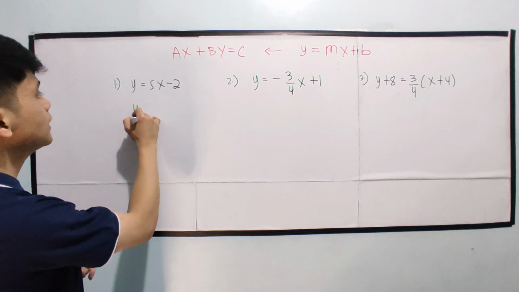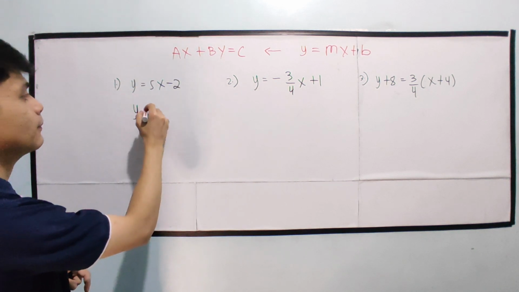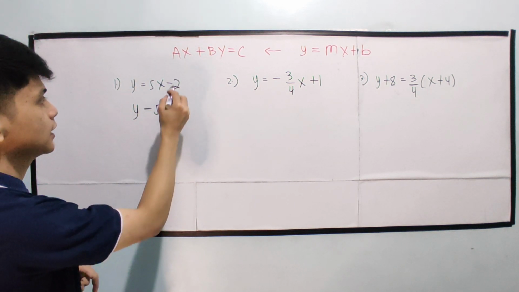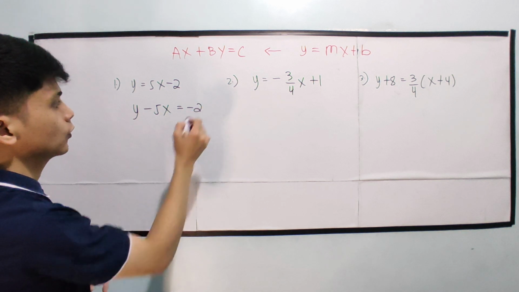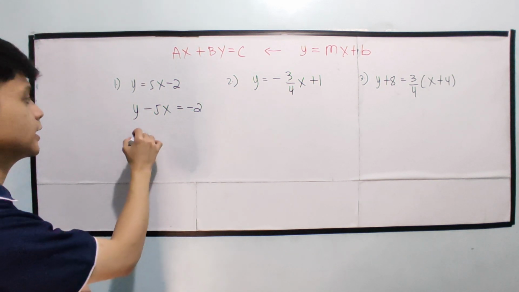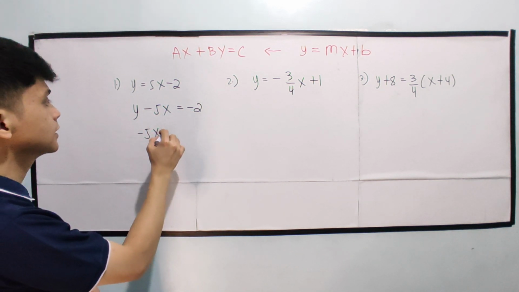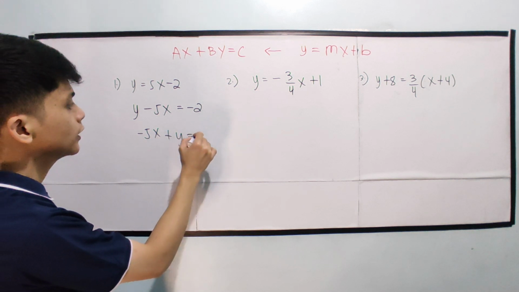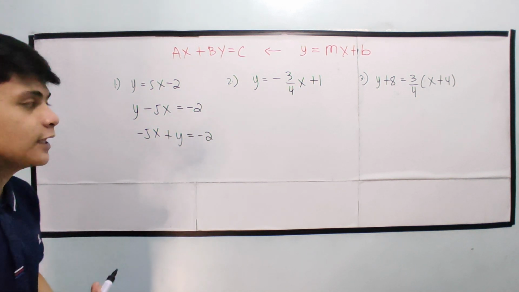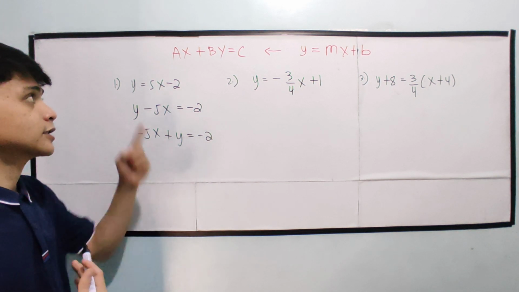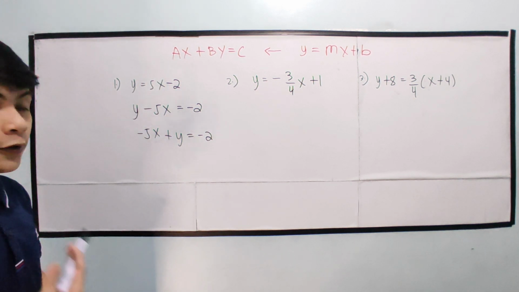So, y, ilipat natin itong 5x sa kabila, magiging negative 5x. Then, matitira, negative 2. Okay? Then, rearrange lang natin. Negative 5x plus y is equal to negative 2. Okay? So, ito na yung ating standard form of linear equation.